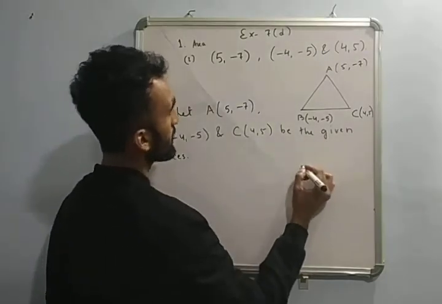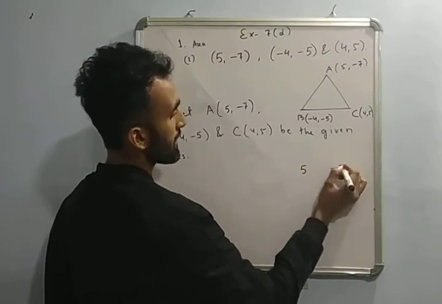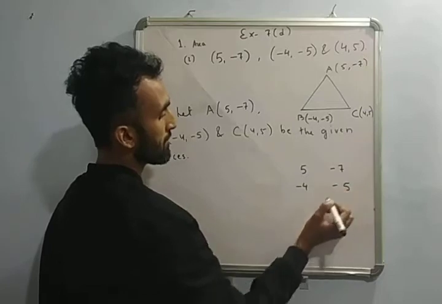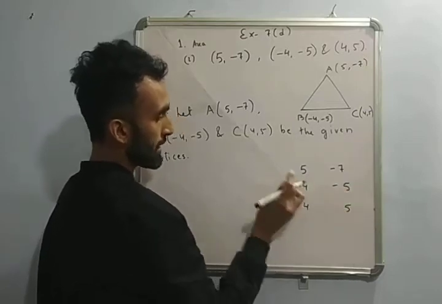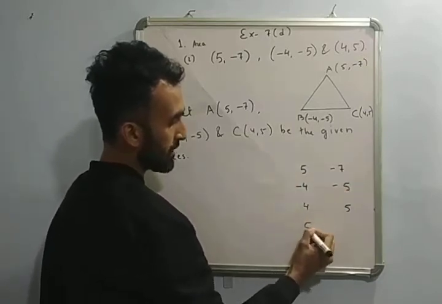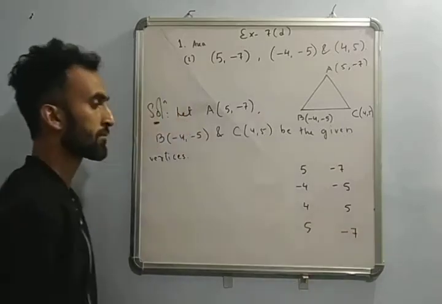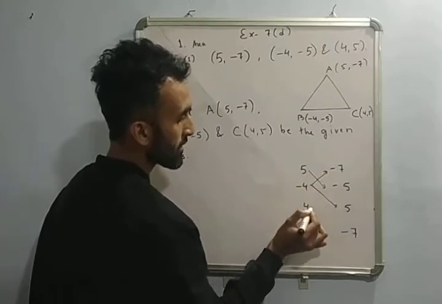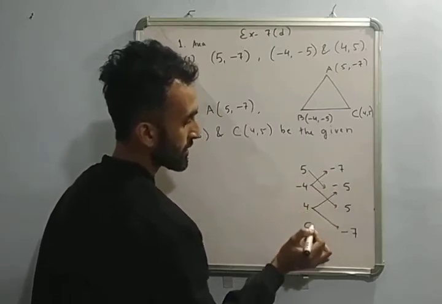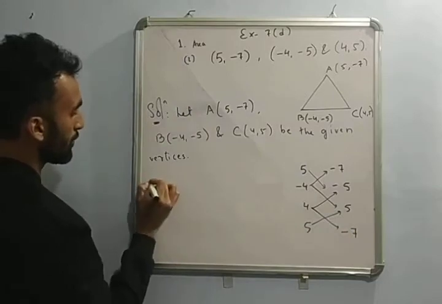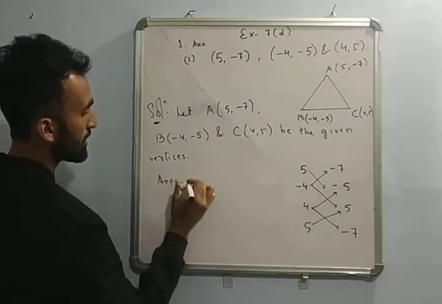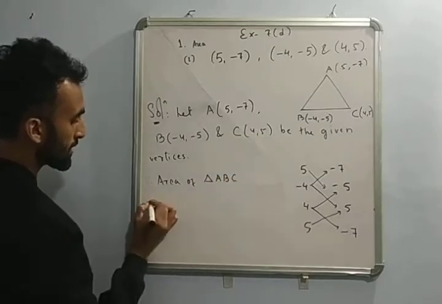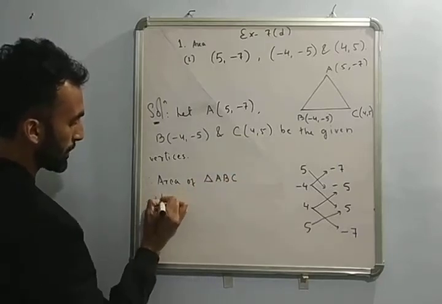Now what will I do? I will write down here 5, minus 7. Remember x1, y1. Here minus 4, minus 5 and here 4, 5. Write down the first again here, 5 and minus 7. Now cross this, subtract the cross. Cross this, subtract the cross. Cross this, subtract the cross. Therefore, area of triangle ABC is equal to half, open a modulus sign.